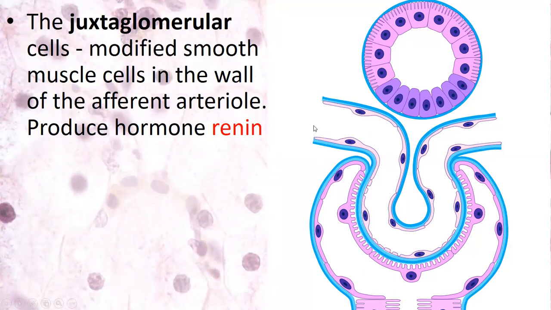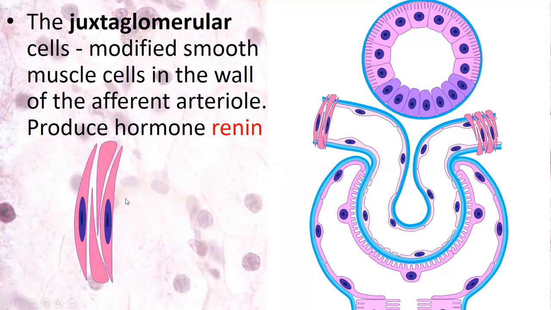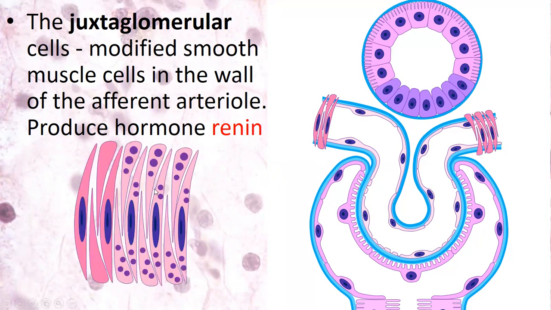In the adventitia of the arterioles, we have smooth muscle cells which provide contractions and regulation of blood flow in these capillaries. But some of them are modified and contain granules because they are secretory cells, and they produce the hormone renin. And here you can see hormone producing cells.